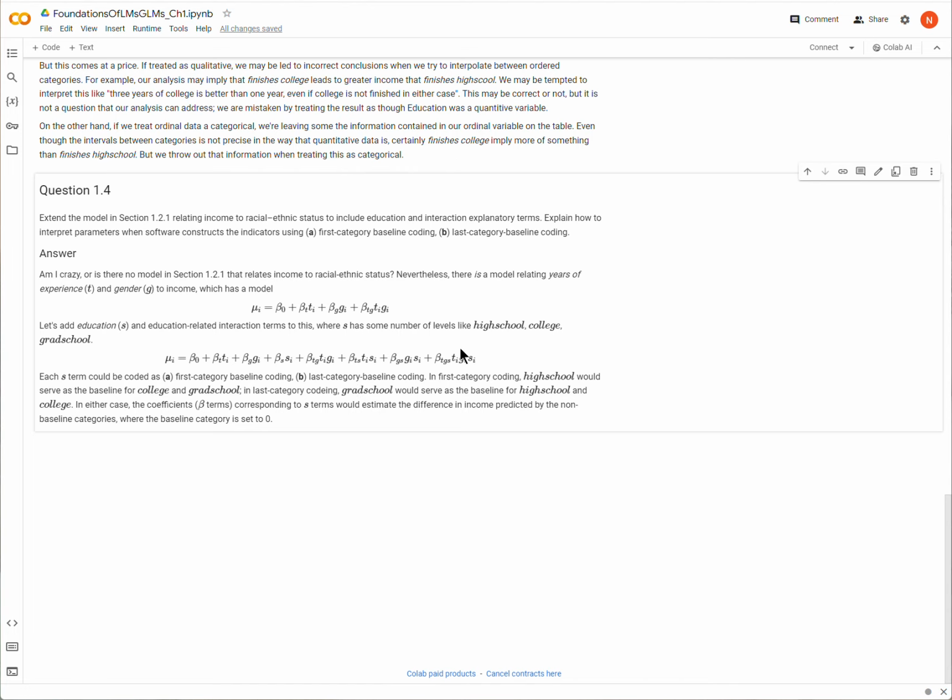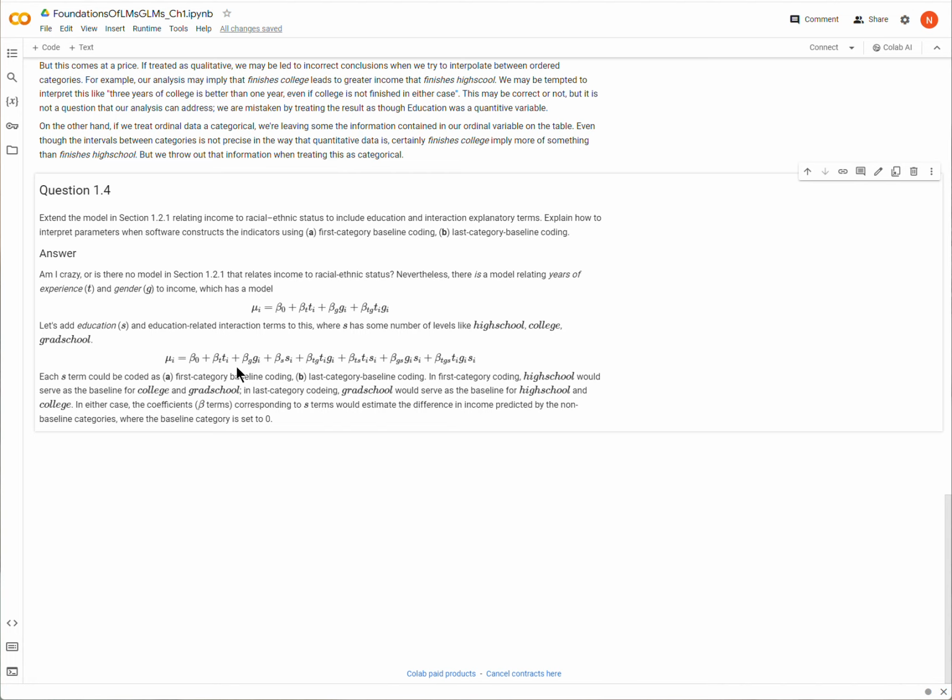Okay, so if education is generally making everybody make more money, well then the beta coefficient for education for both college and grad school is going to be positive, right? And somebody that only had high school, this whole term would drop to 0 because high school is serving as the baseline.